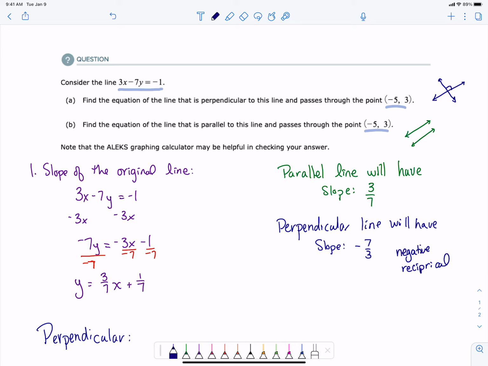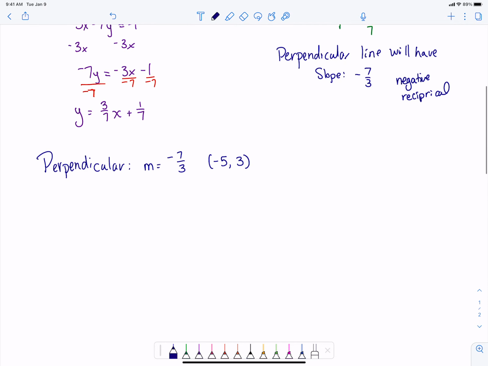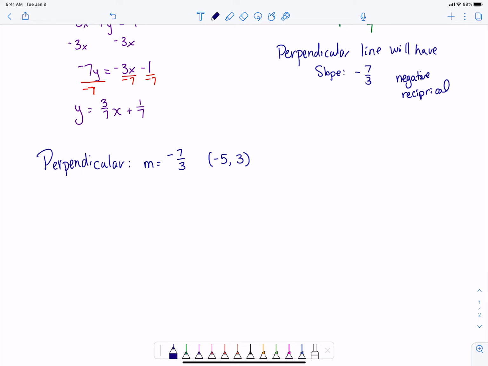So now we have the slopes of the lines that we want to make. We have a point that each of those lines goes through. So let's start with our perpendicular line. It's going to have that slope -7/3, and it's going to go through that point (-5, 3). There are a couple of ways that you can find the equation of a line, and most textbooks, and I'm sure Alex, talk about the point-slope formula, which is this guy right here, which you can use when you know the slope of your line and a point on your line.